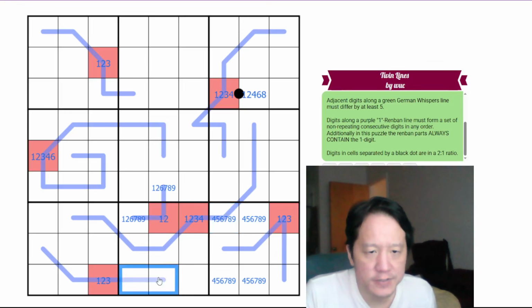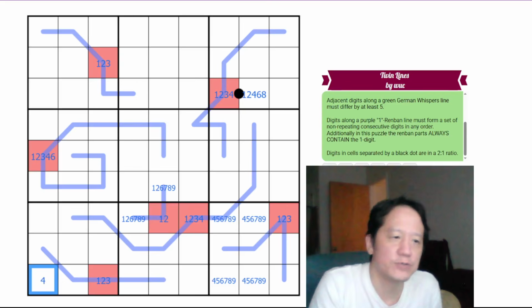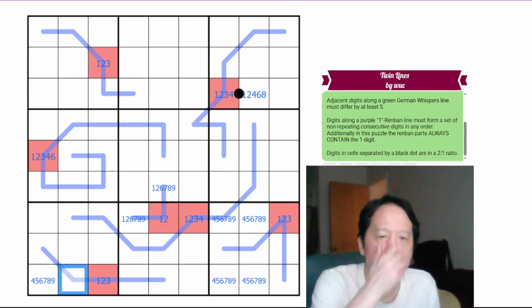Again, for this line, we have 1, 2, and 3. And this digit sees all digits on this line. So this cannot be 1, 2, or 3. It's 4 through 9 there.